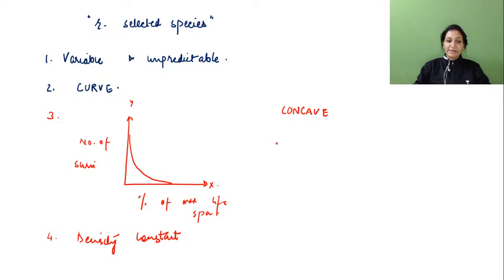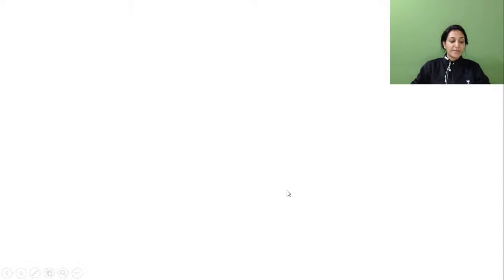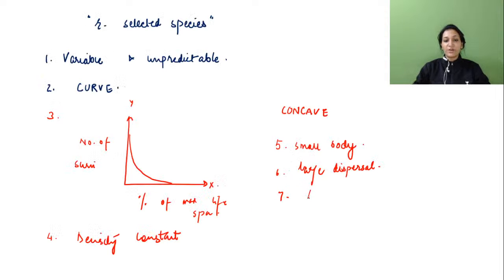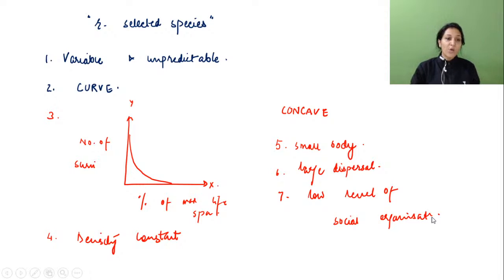Now the individual characteristics can be small body size. The body size would be small. Then the dispersal would be large. They are present almost everywhere. Large dispersal. Then low level of social organization. Low level of social organization. Right? So this is how we have seen K selected and R selected species in detail.